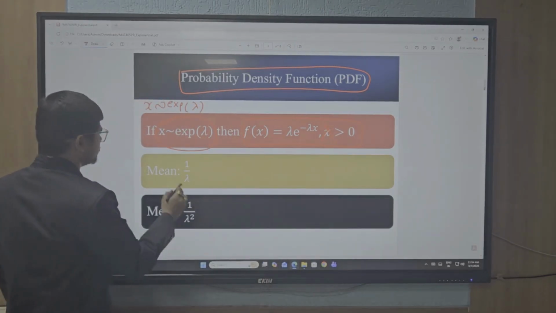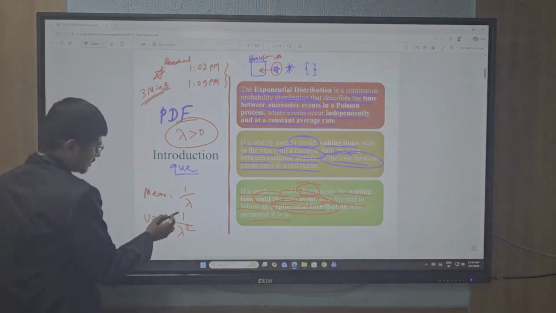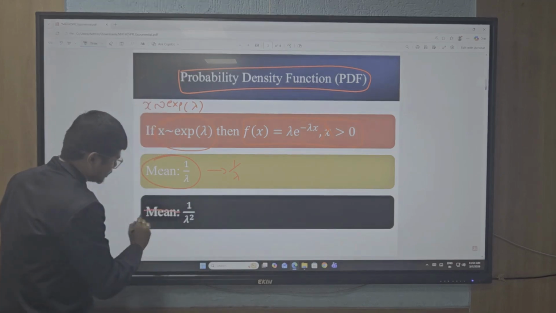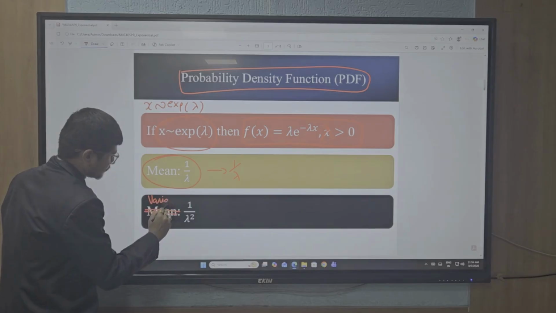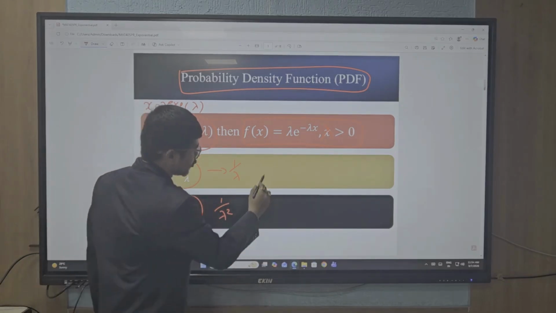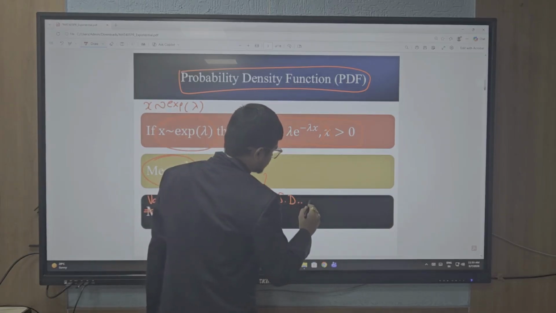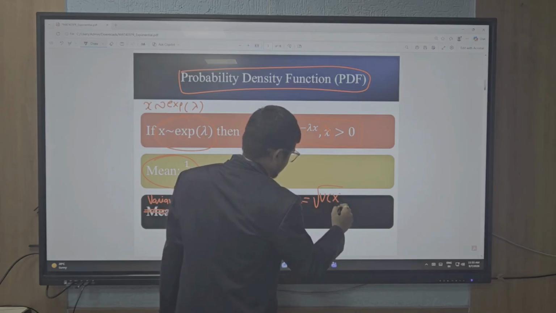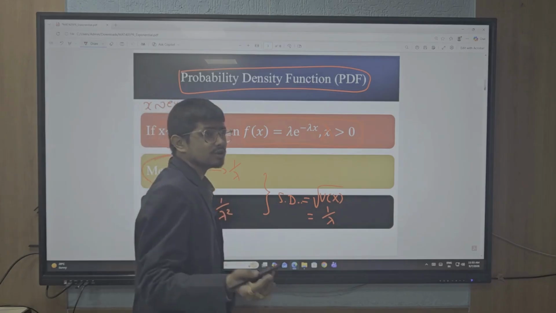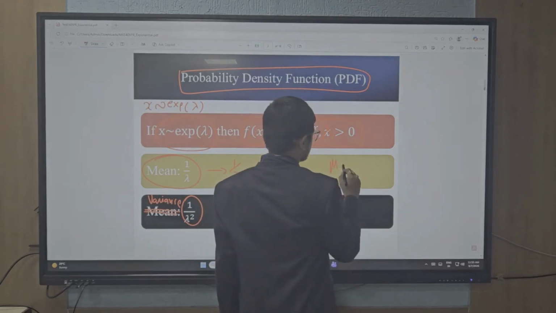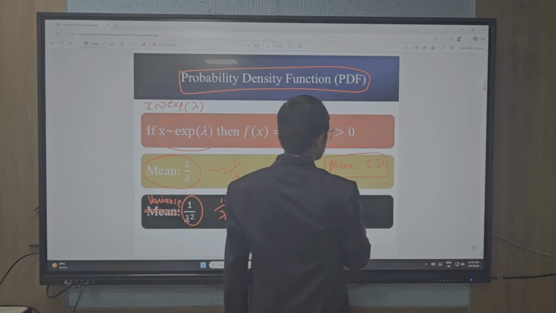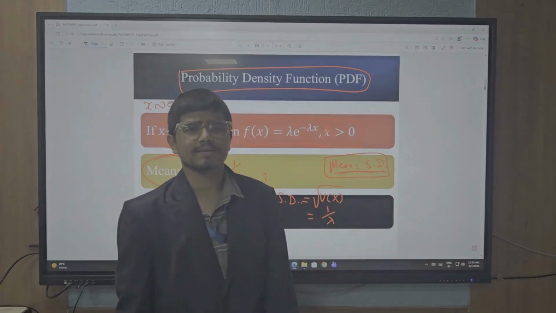Now mean is 1 by lambda, as we know. Variance is 1 by lambda square. But what about the standard deviation? Standard deviation is the square root of variance, means 1 by lambda. So my dear students, we have to remember that in the exponential distribution, mean is equal to the standard deviation.